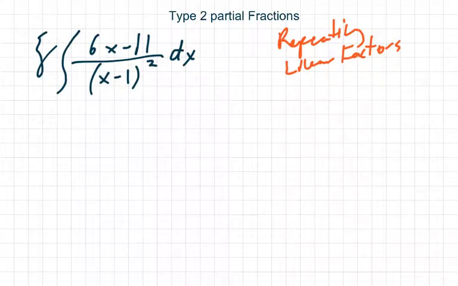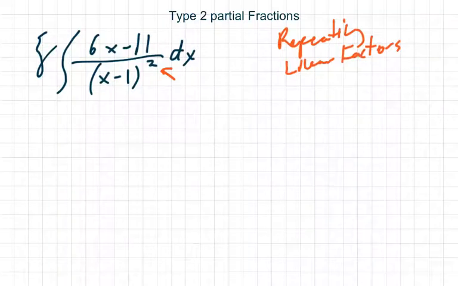And here we go with type 2 partial fractions. We've got repeating linear factors, and of course, how do you tell this? You factor it, and if there's something like this in place saying we've got two of these exact same linear factors, well, it's type 2, repeating linear factors.